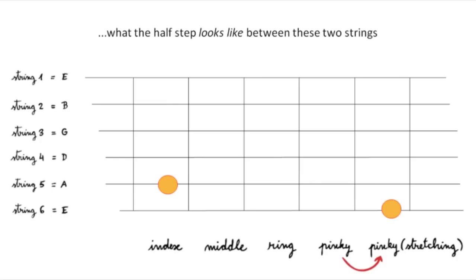I want you to repeat this concept to yourself in your mind: this is what the 1/2 step looks like between these two strings on my guitar. It corresponds to that awkward stretch between your pinky finger in the stretched position and your index finger on the next string. Okay? But let's look at how we'd actually play this.